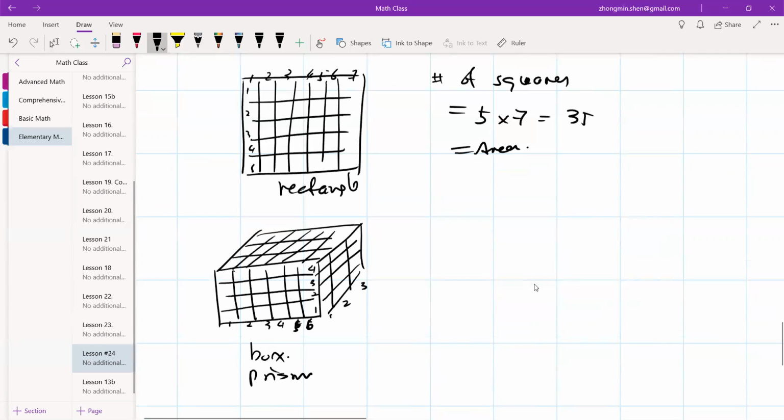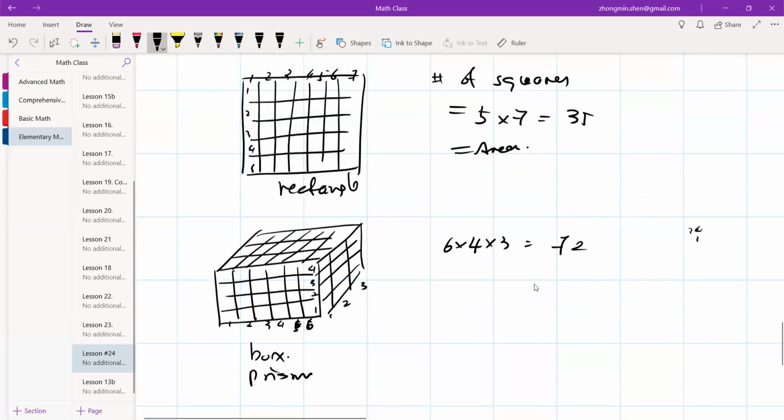First of all, let's look at the front side. 6 times 4 really means how many squares are on the side facing you. Each square represents 1 cube. Then you have how many layers there? There are 3 layers, so you just multiply by 3. So you get 24 times 3, which is 72. So there are 72 cubes.